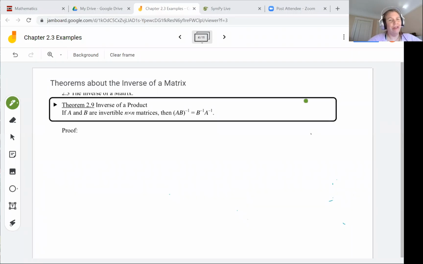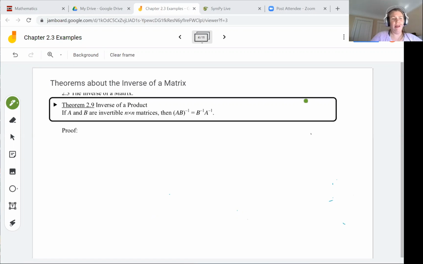We continue with section 2.3. We are going to be proving theorems about the inverse of a matrix. So I start here with theorem 2.9 about the inverse of a product of matrices. If A and B are invertible n by n matrices, then we are going to prove that the product AB's inverse is B inverse times A inverse.